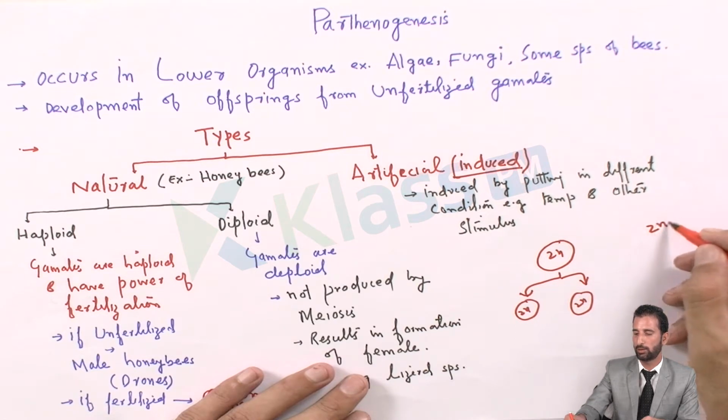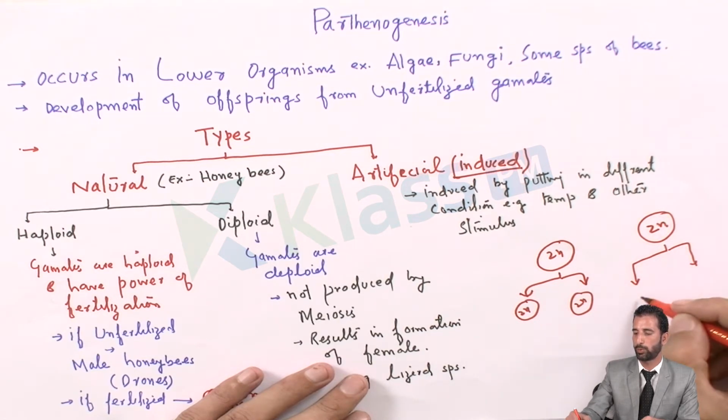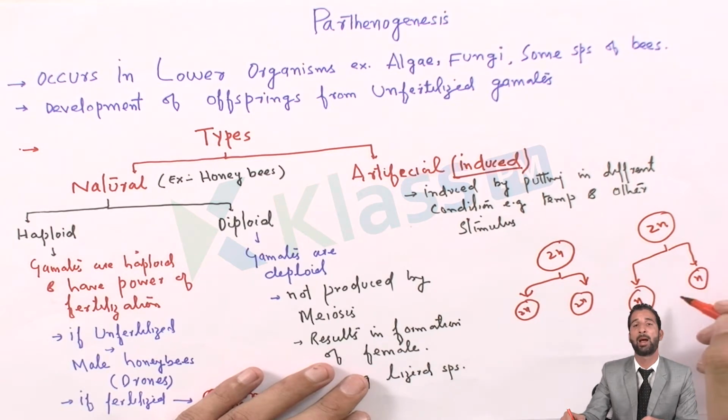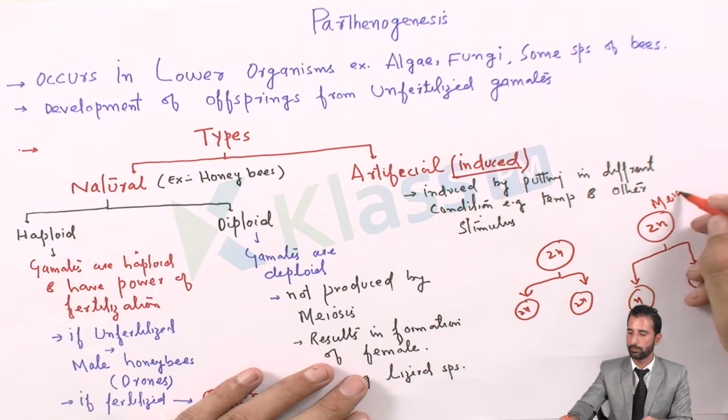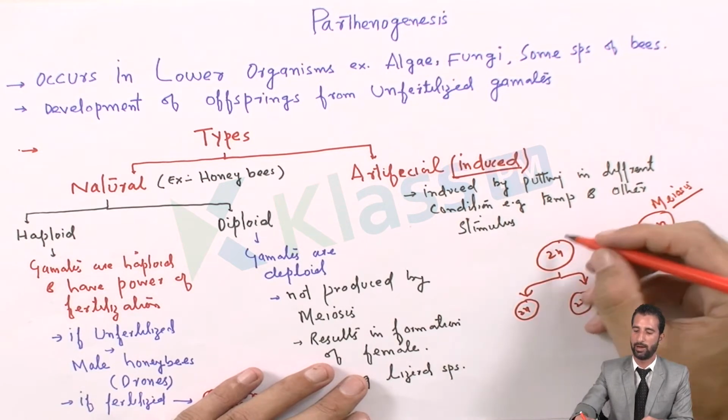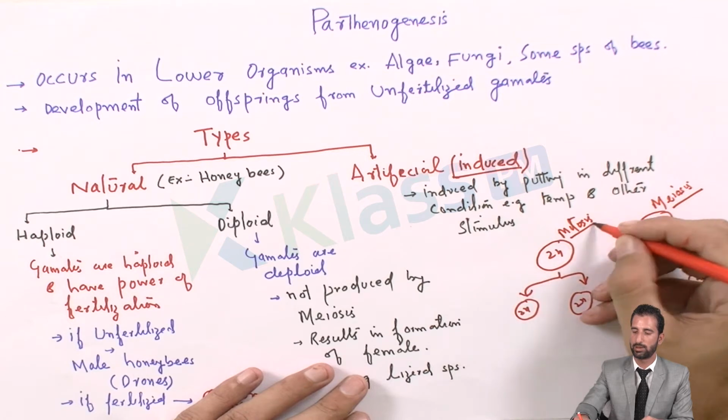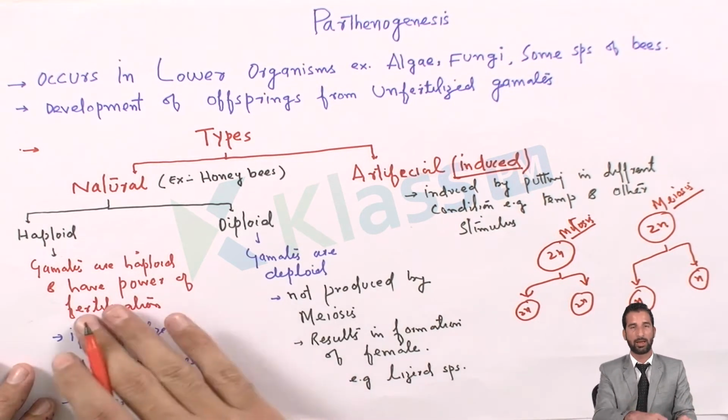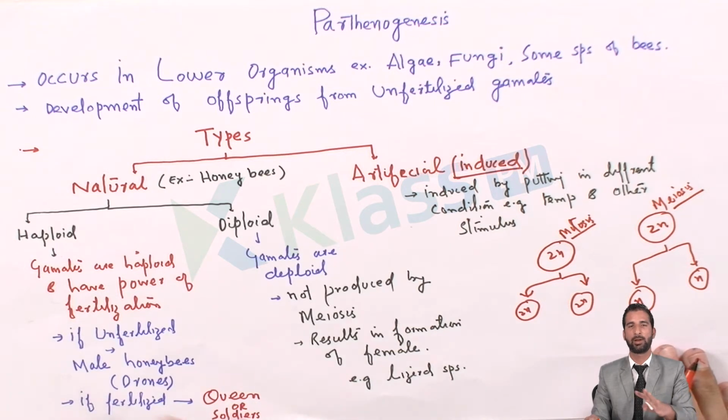In the second case, the 2N cell undergoes meiosis. The resultant daughter cells contain chromosome number N and N. N is haploid. So meiosis results in haploid cells, and mitosis results in diploid cells. Gametes undergo meiosis to form haploid gametes, and they also have the power to undergo fertilization, but they may not undergo it. They may develop in an unfertilized state as well as in a fertilized state.